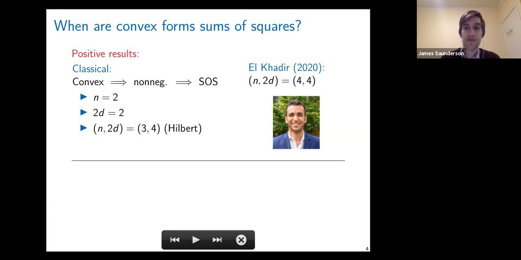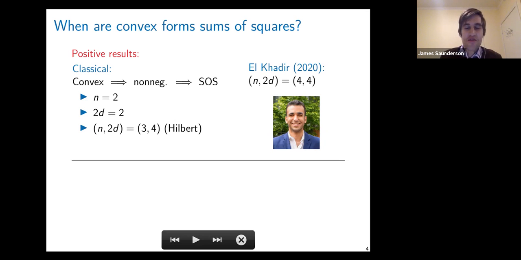Non-negative forms are sums of squares when the degree is 2, so quadratic forms, where non-negative if and only if they're sums of squares. And then there's this other exceptional case: non-negative forms are sums of squares when n equals 3 and the degree is 4, so ternary quartic forms, due to Hilbert. All right, so that's just from understanding when non-negativity is equivalent to sum of squares for forms.